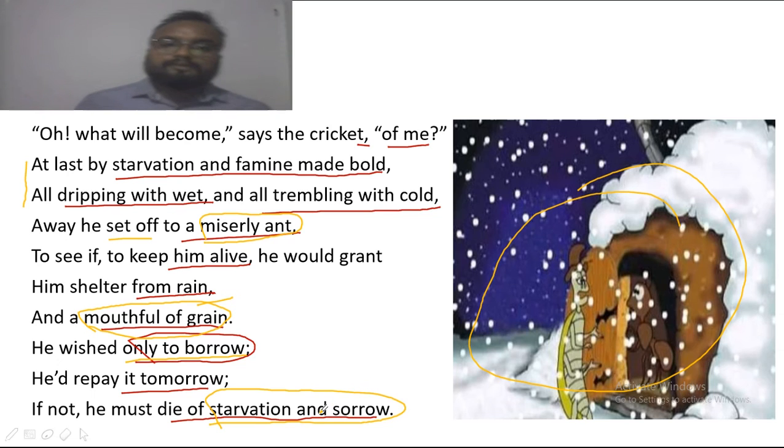So he is in a very bad condition now. Right now even his existence is at risk, and therefore he thought to go to the ant to ask for food, to borrow some food and for shelter as well.